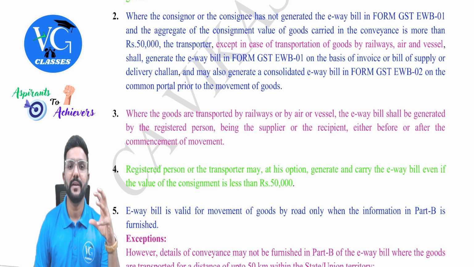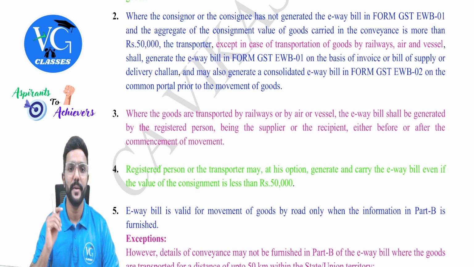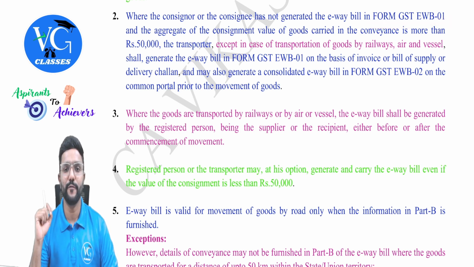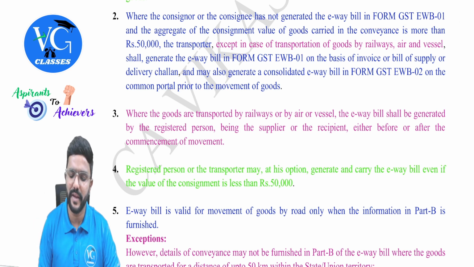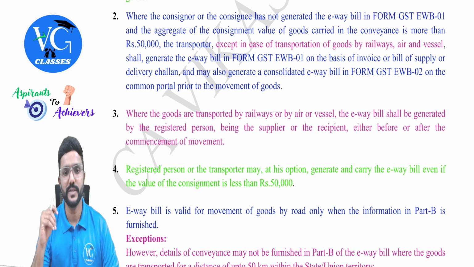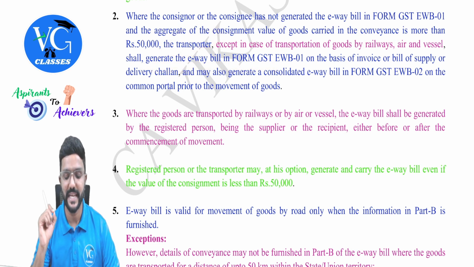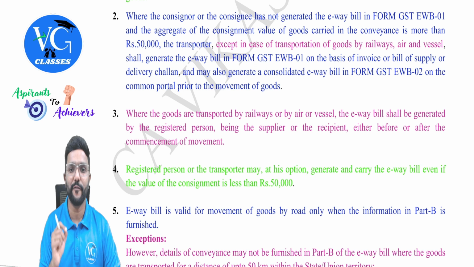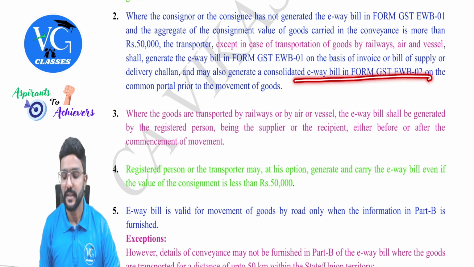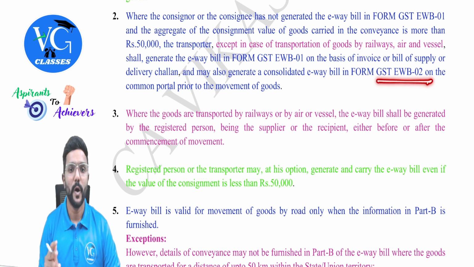Okay. Where the consignor or consignee has not generated the e-way bill in form GST EWB01 and the aggregate of consignment value of goods carried in the conveyance, that is vehicle, guys, is more than 50,000, then the transporter shall generate the e-way bill in form GST EWB01 on the basis of invoice or bill of supply or a delivery challan, and may also generate a consolidated e-way bill in GST EWB02 on the common portal prior to the movement of goods. But this is optional. What is this consolidated? We will see later.